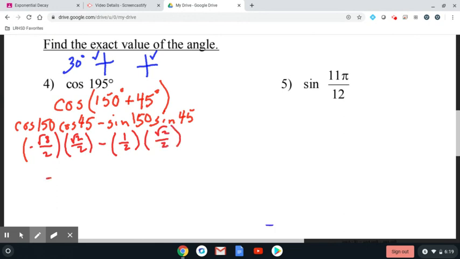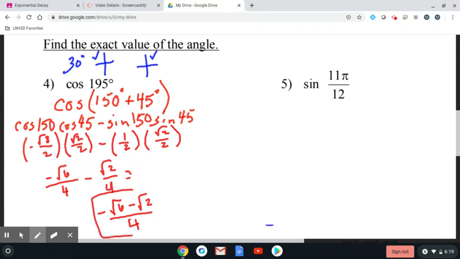So when we go through and multiply, we have a negative root 6 over 4, minus gives us a negative root 2 over 4. Then we go through and combine our numerators, and this is going to give us negative root 6 minus root 2, and that's all over 4. And there's our final answer.